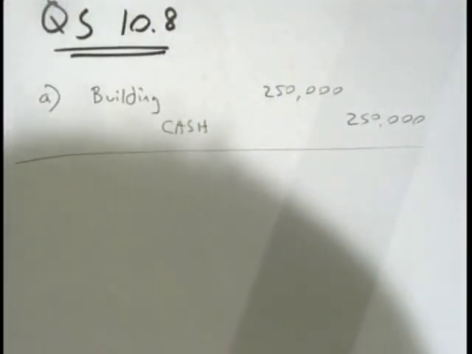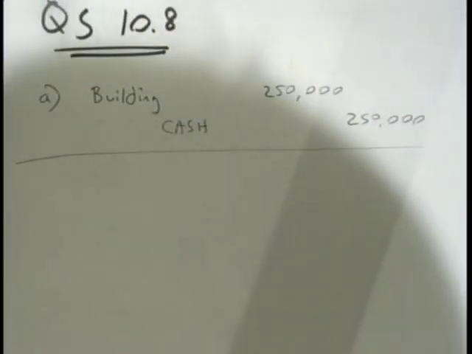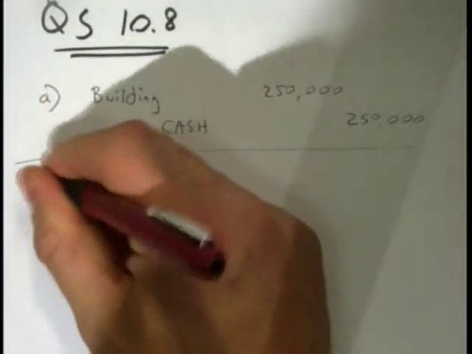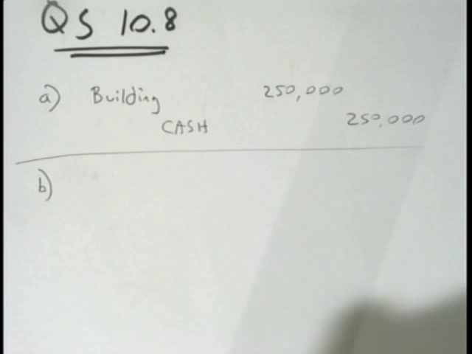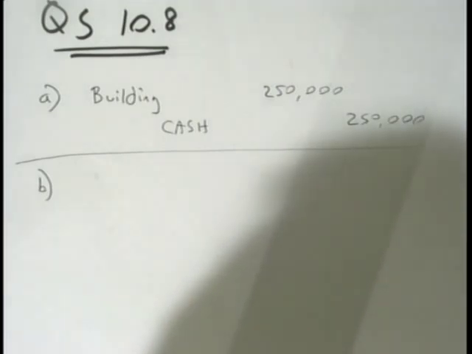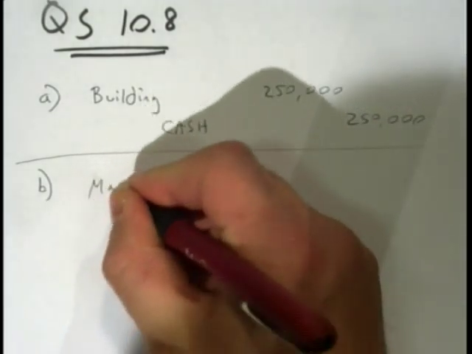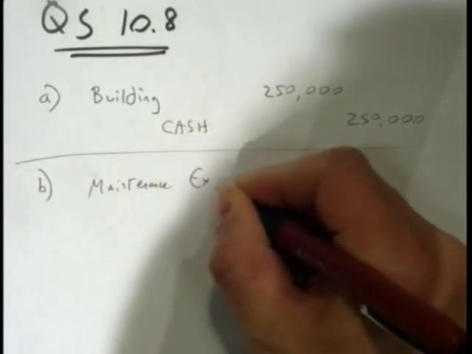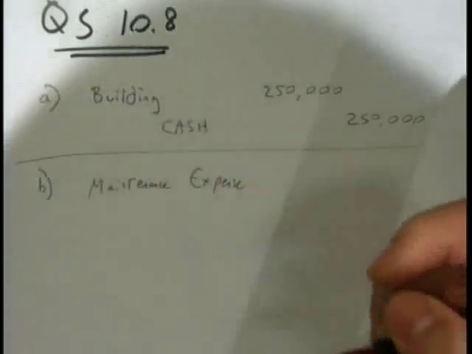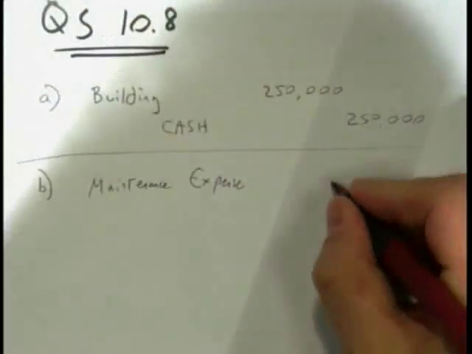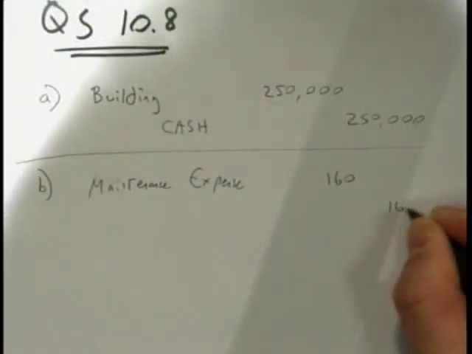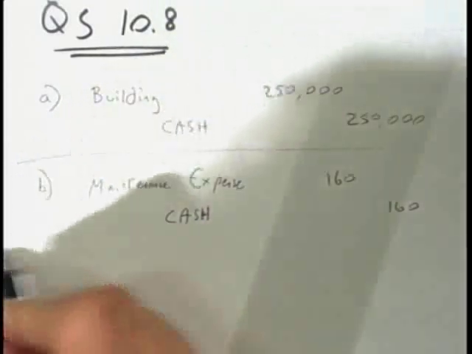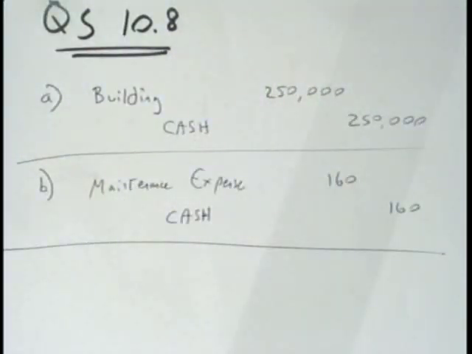Okay, B: Paid $160 for the monthly cost of replacement filters on an AC system. That's a revenue expenditure, right? It would just be some sort of expense. Let's just call it maintenance expense. And it was how much? 160. So how's that? Does that look good?